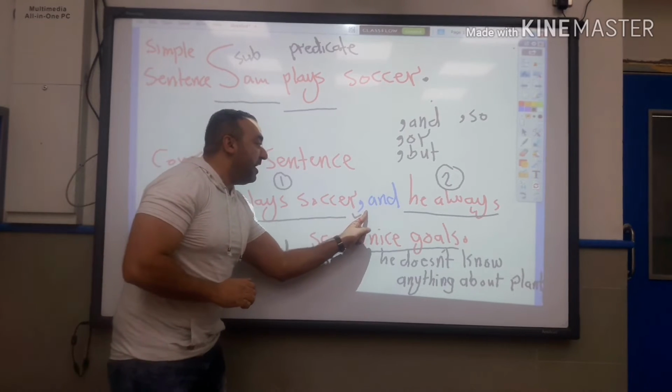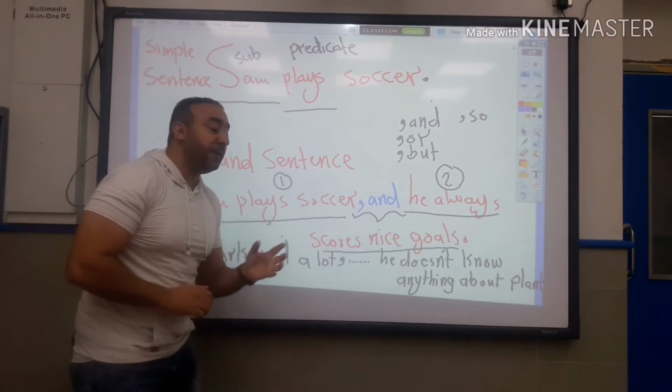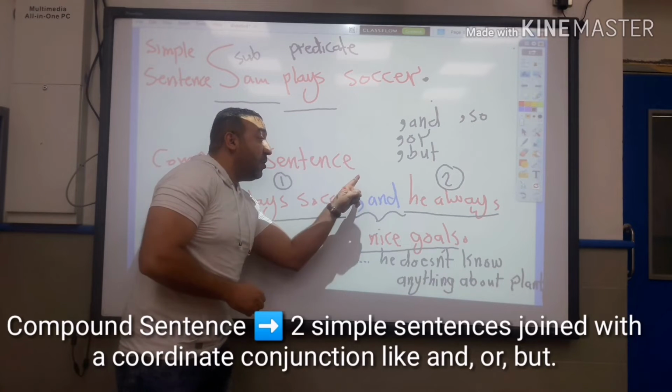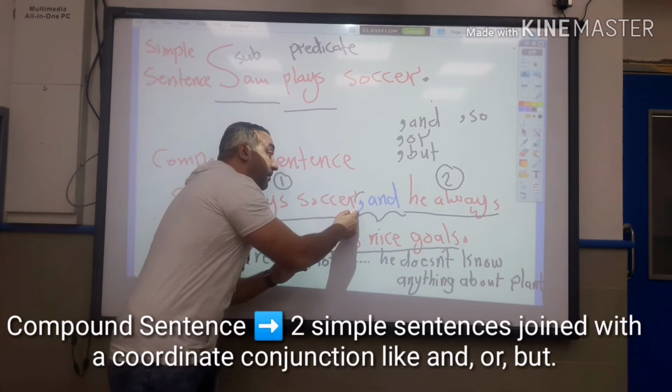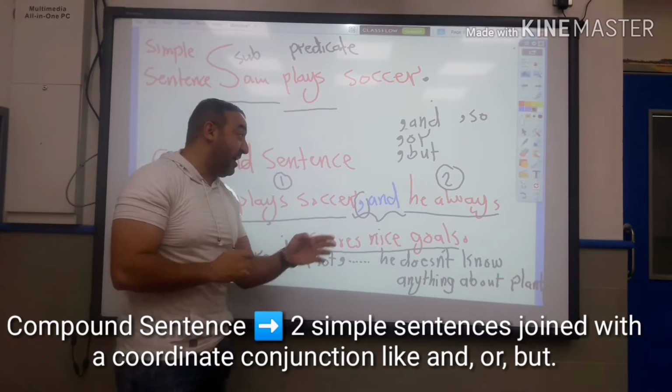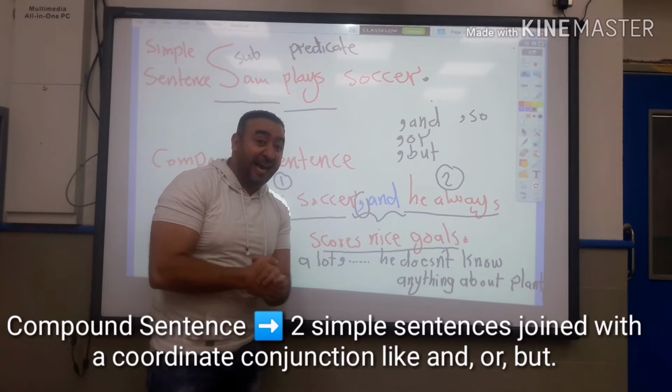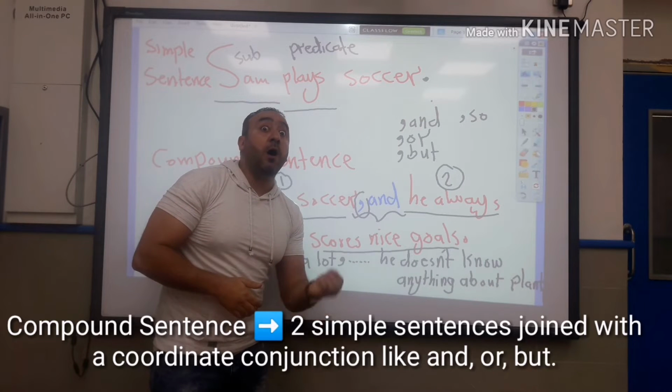But remember, here we have a conjunction. You must join the 2 independent clauses with a conjunction, and don't forget, please, the comma before that, because if you don't use a comma or a conjunction, we have an error in English called run on.